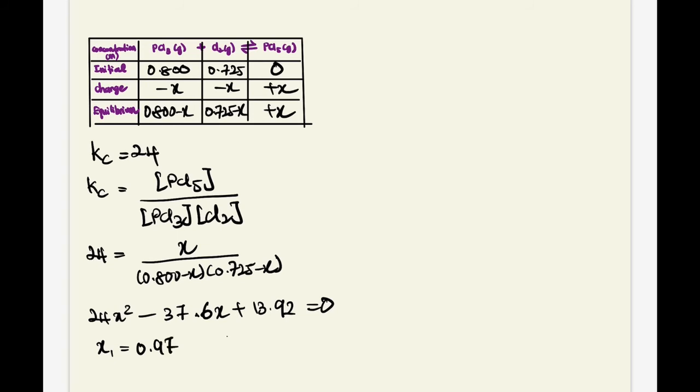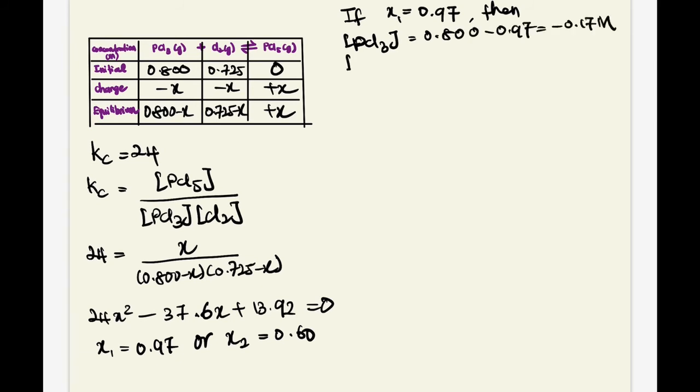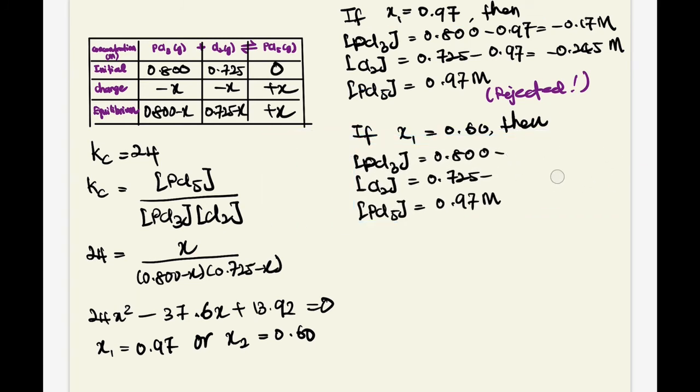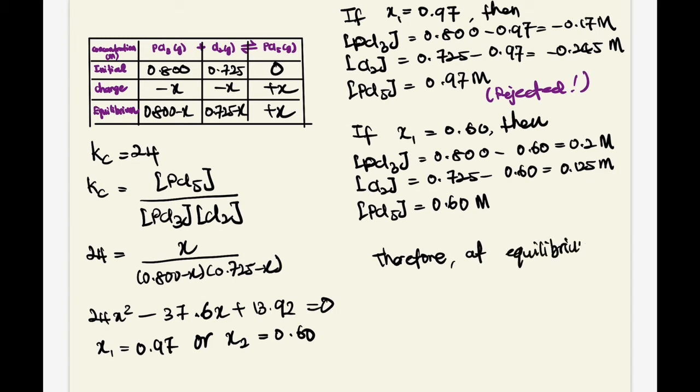So, from this equation, we will have two values of x, which is 0.97 and also 0.60. Jadi sebab kita ada dua value x, kita kena cuba ganti masuk kedua-dua value ini untuk cari concentration of each species in this equation. Oleh sebab kita dapat value negatif untuk concentration bagi x sama dengan 0.97, maka value x sama dengan 0.97 adalah rejected. So, kita cuba pula bikin untuk x2 sama dengan 0.60. Okay, so bila kita guna value x2 sama dengan 0.60, kita dapat concentration bagi setiap spesies dalam sebutan positif. So, kita boleh buat kesimpulan, therefore, at equilibrium, concentration for PCl3 is 0.2, Cl2 is 0.125 and PCl5 0.60.